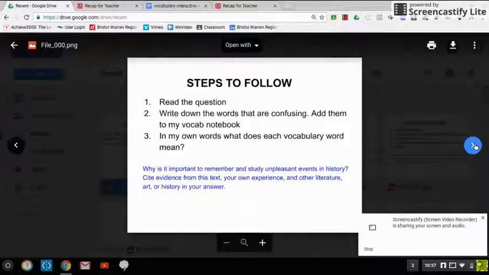1, read the question. 2, then they had the students write down the words that they were confused with and had them add them to their vocabulary notebooks. And in step 3, we had them put the definition in their own words and had students identify what is the question that's being asked. After the students had understanding of the vocabulary words, we had the students go to Recap to record their video response.